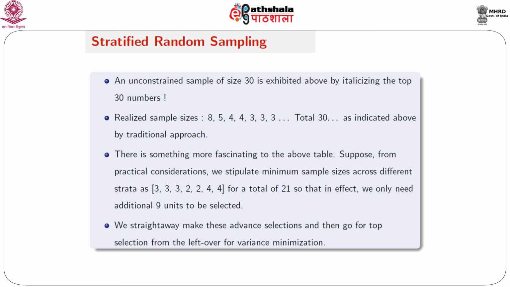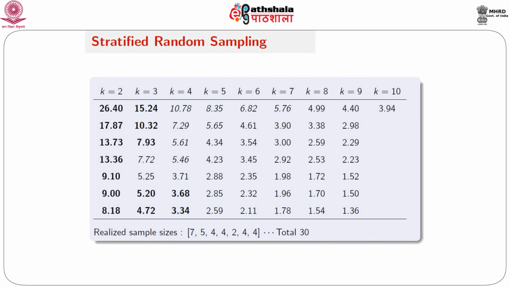So for example, 3, 3, 3, 2, 2, 4, 4, those are the things mentioned here. All the figures marked in bold refer to the selection subject to the constraint of having 3 from the first stratum, again 3 from the second stratum, and so on. And after that, once all these 21 have been picked up, then the remaining 9 are picked up again by referring to the remaining part of the table and making top selection. That gives you 10.70, 7.72, 8.35, 7.29, etc.